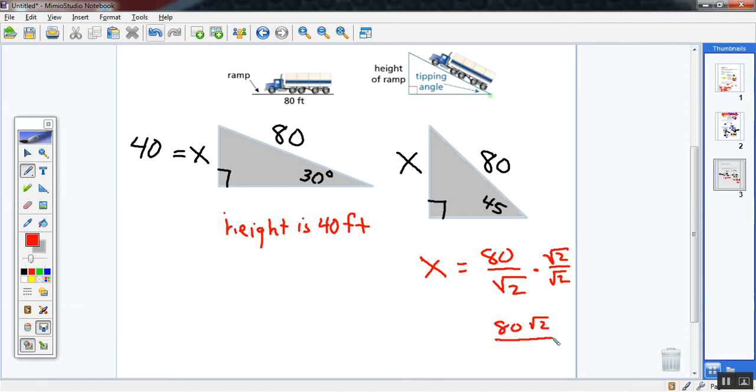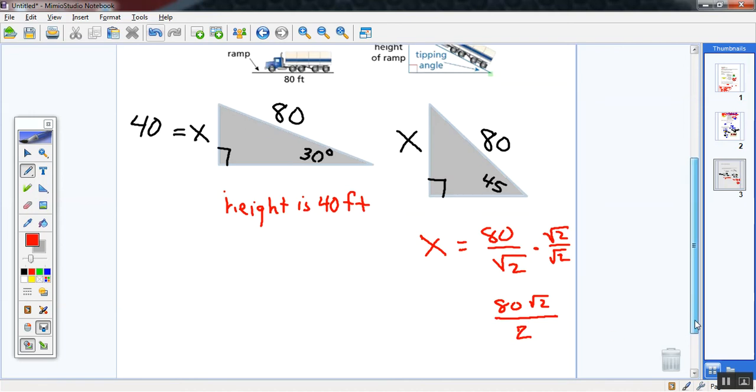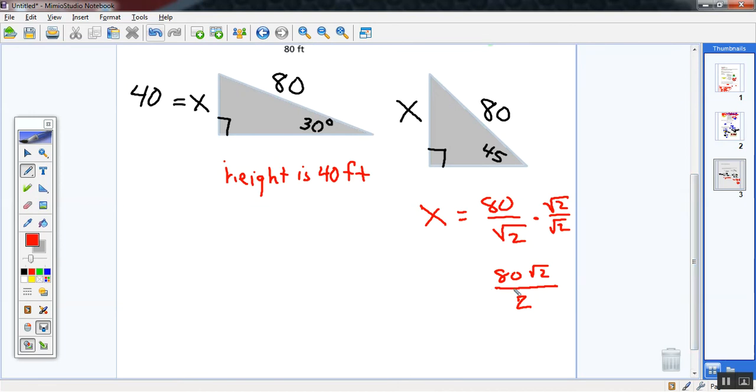We don't like square roots in the denominator, kids. So what's the square root of 2 times the square root of 2 when I multiply both the top and the bottom by root 2? What's the square root of 2 times the square root of 2 become? 2. Square root of 4, which is just 2, right? Would 80 over 2 reduce now, guys? So I could call this 40 times the square root of 2 feet in the air.